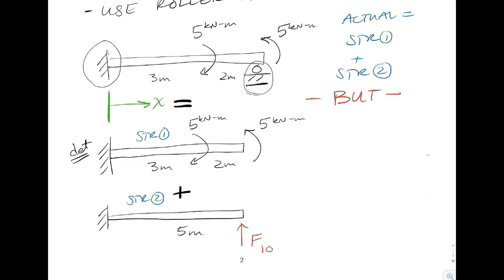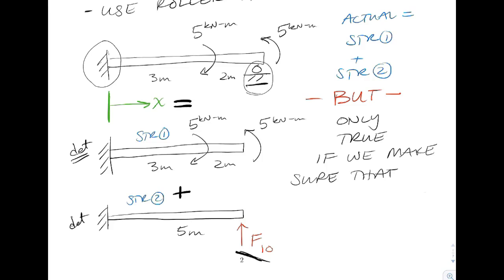Structure 2 down here is going to be the exact same determinate structure, but sitting on it is the redundant force. I've just happened to call it F10. So before we can unlock this superposition scheme, we need to solve for F10. That's the extra equation that we need. And so this can only be true if we make sure that the kinematic condition that is true in the actual structure is held true in structures 1 and 2 when we add them together.